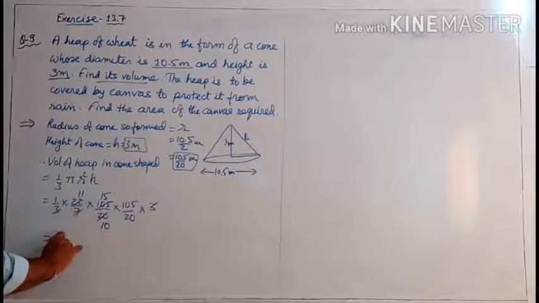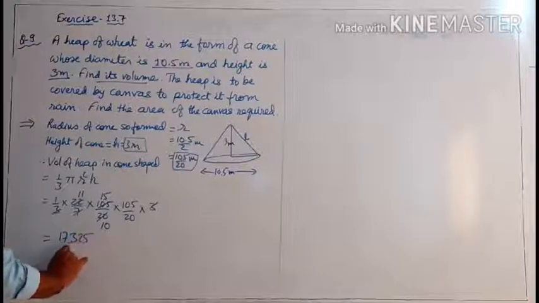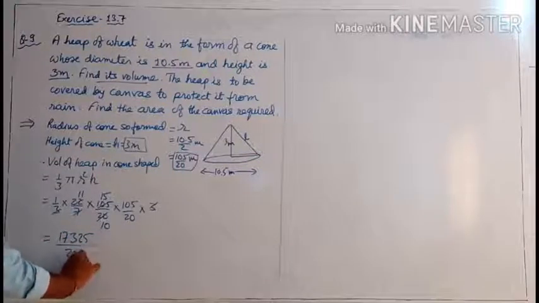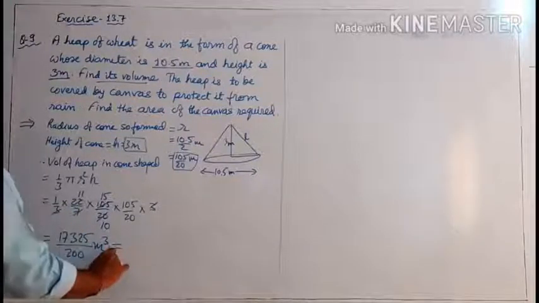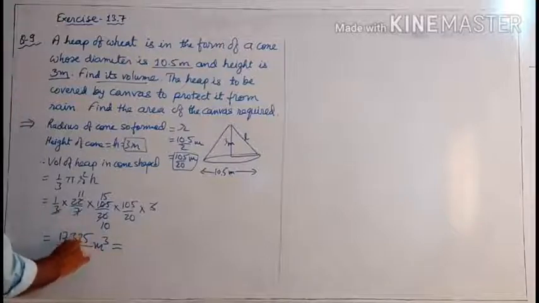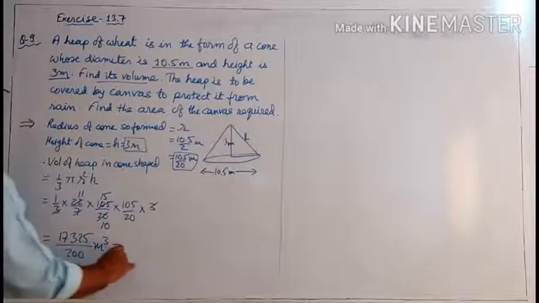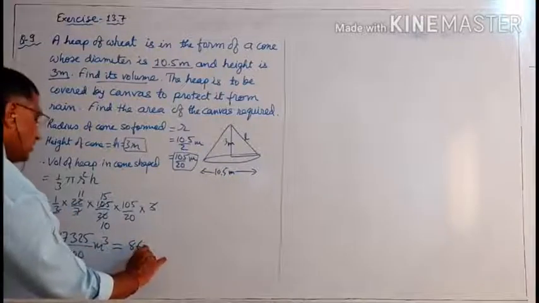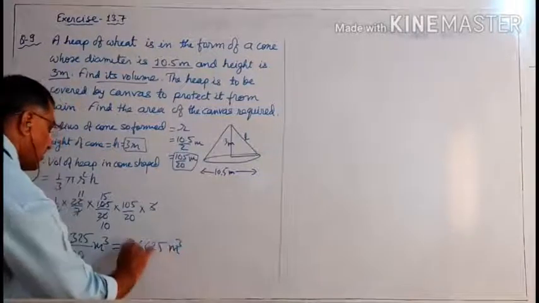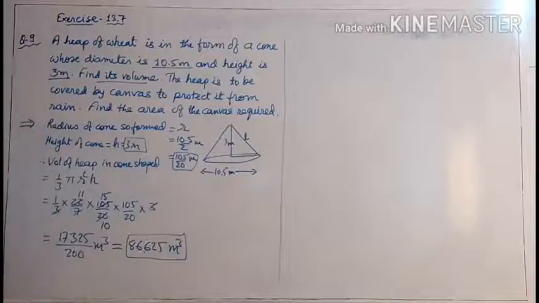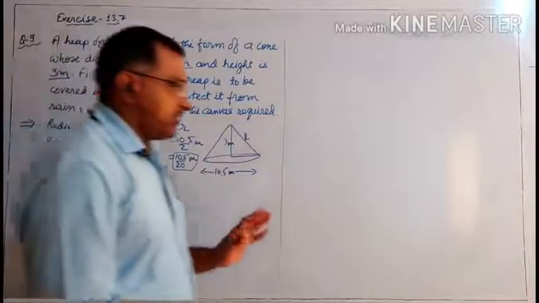That means 17,325 divided by 10 into 20, that is 200 meter cube. Now if we convert it into decimals, we multiply both numerator and denominator by 5, and we get 1000 in the denominator, that means 3 decimal places. So it is 86,625 divided by 1000, and so we get 86.625 meter cube. It is the volume of the heap of wheat formed in the shape of a cone.